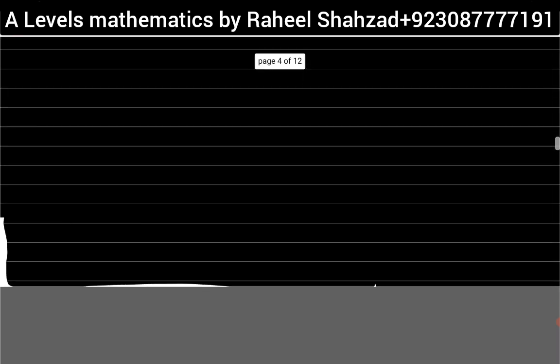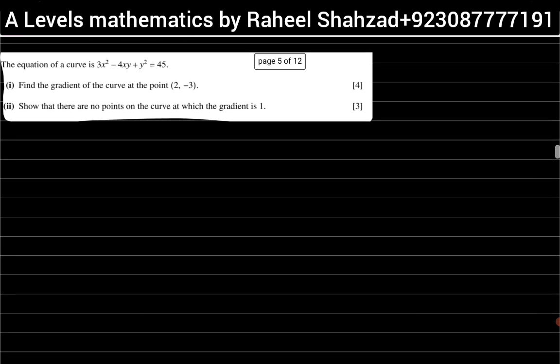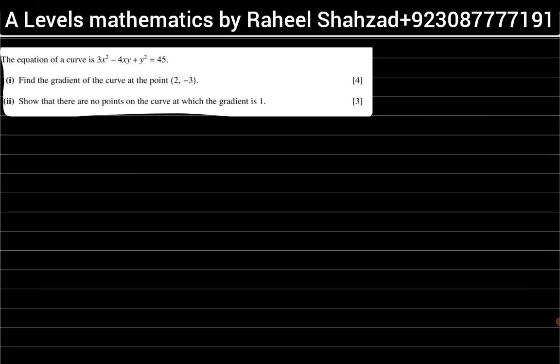You will be having questions like this. For example, this is a question. It states that the equation of the curve is 3x squared minus 4xy plus y squared equals 45. Find the gradient of the curve at the point (2, minus 3). So this is 3x squared minus 4xy plus y squared, right, equal to 45.